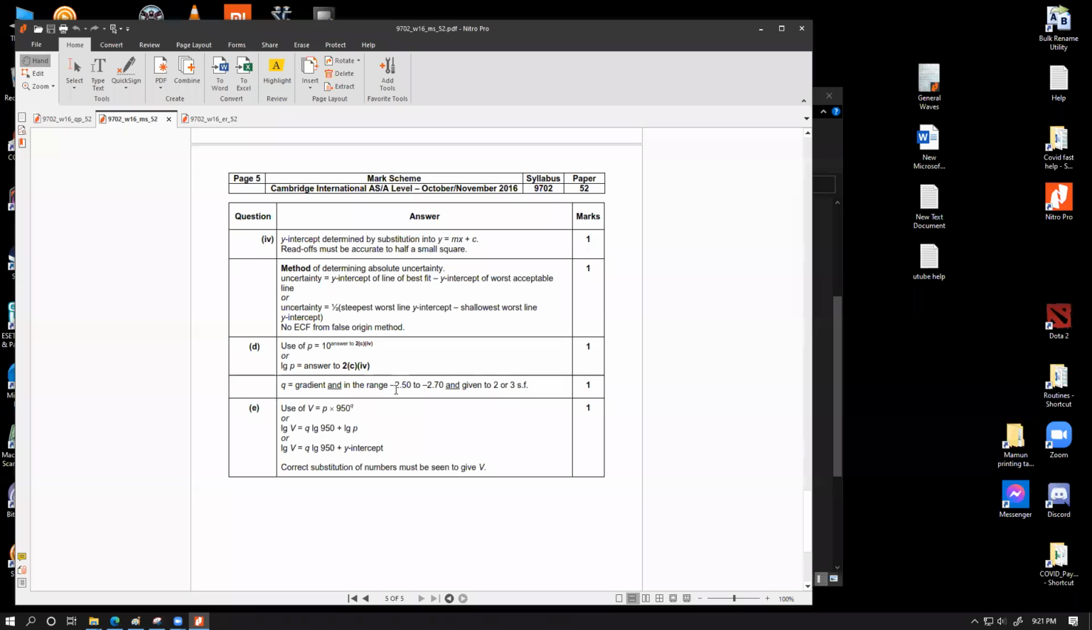Q is the gradient, in the range of -2.50 to -2.7, given to 2 or 3 significant figures. P equals 10 to the power -3.